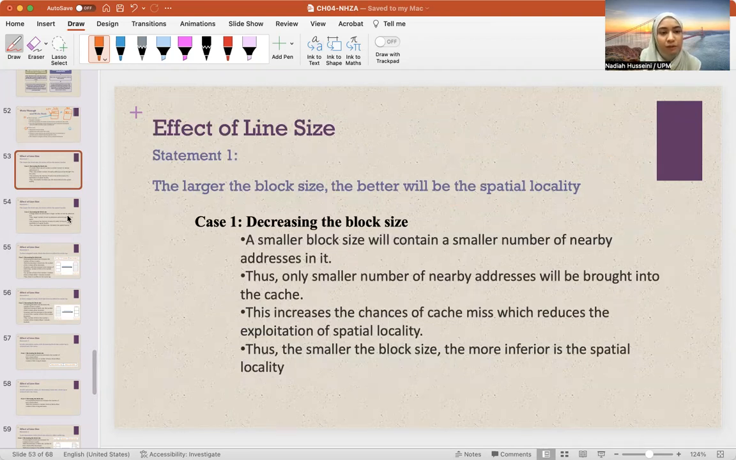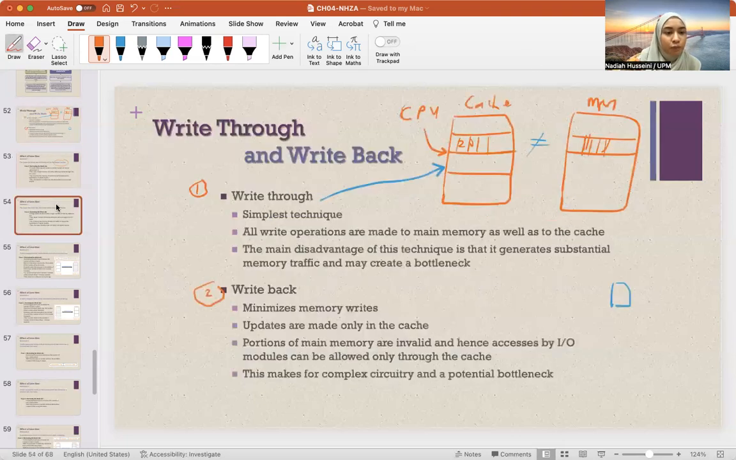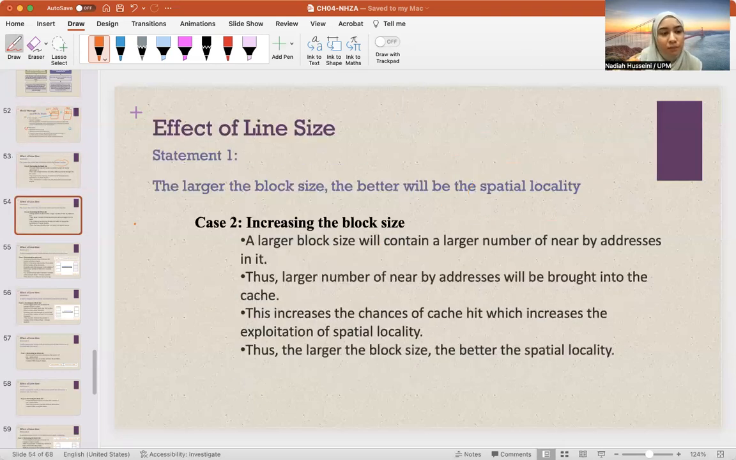Okay, so for the effect of line size, I have already written everything that you need to know. There are 6 statements that you need to read. Statement number 1 is the larger the block size, the better will be the spatial locality. If you don't know what spatial locality is, go back to the slide, go back to the lecture. What this means, the larger the block size, the better the spatial locality. And we have 2 cases whereby we decrease the block size and what happens if we increase the block size. So please read through that.